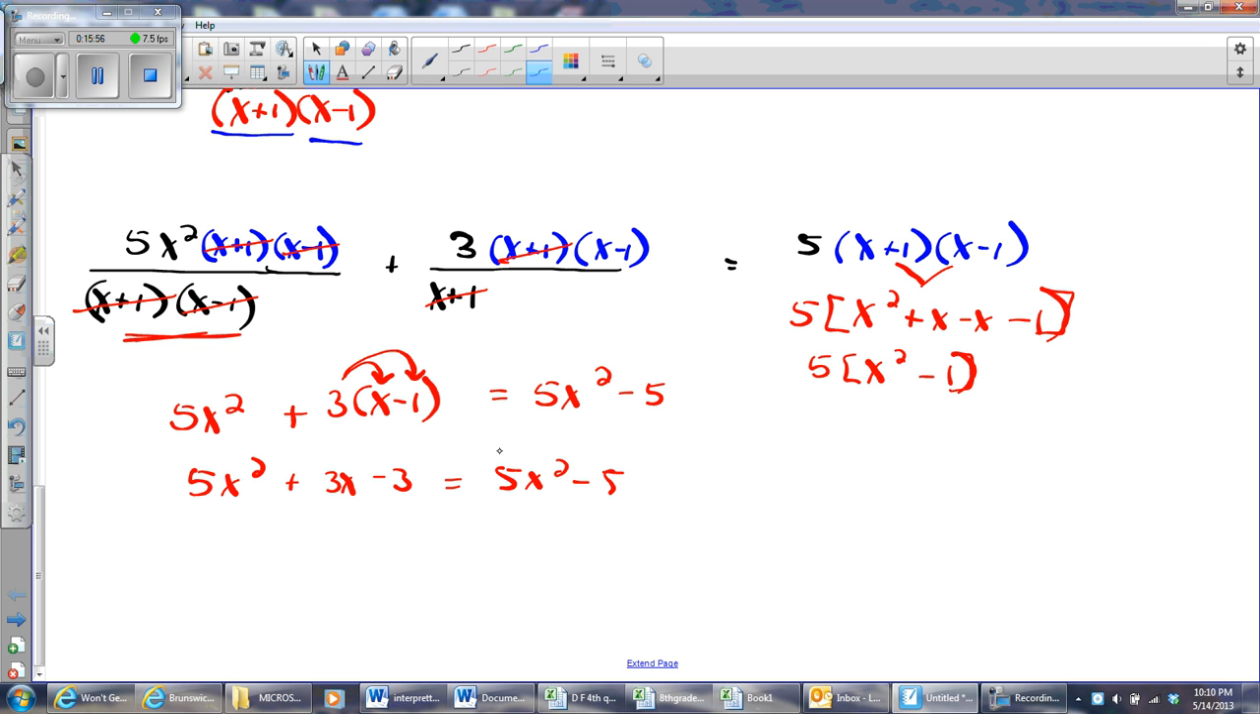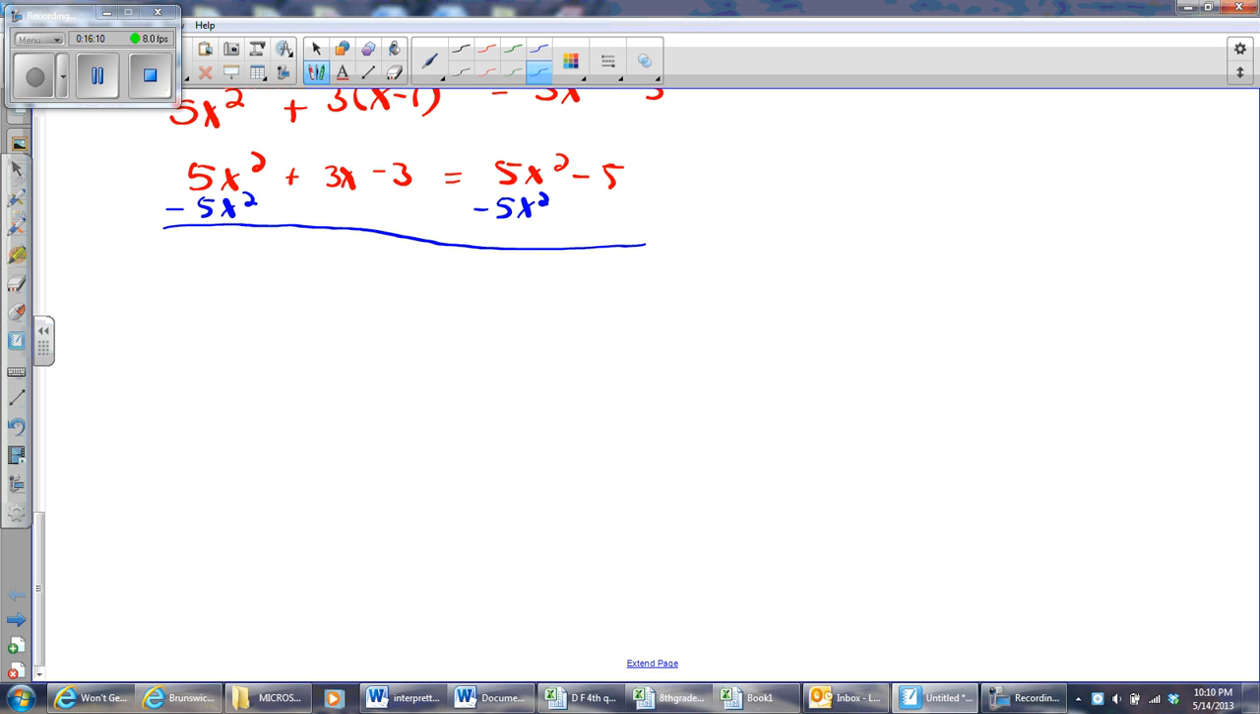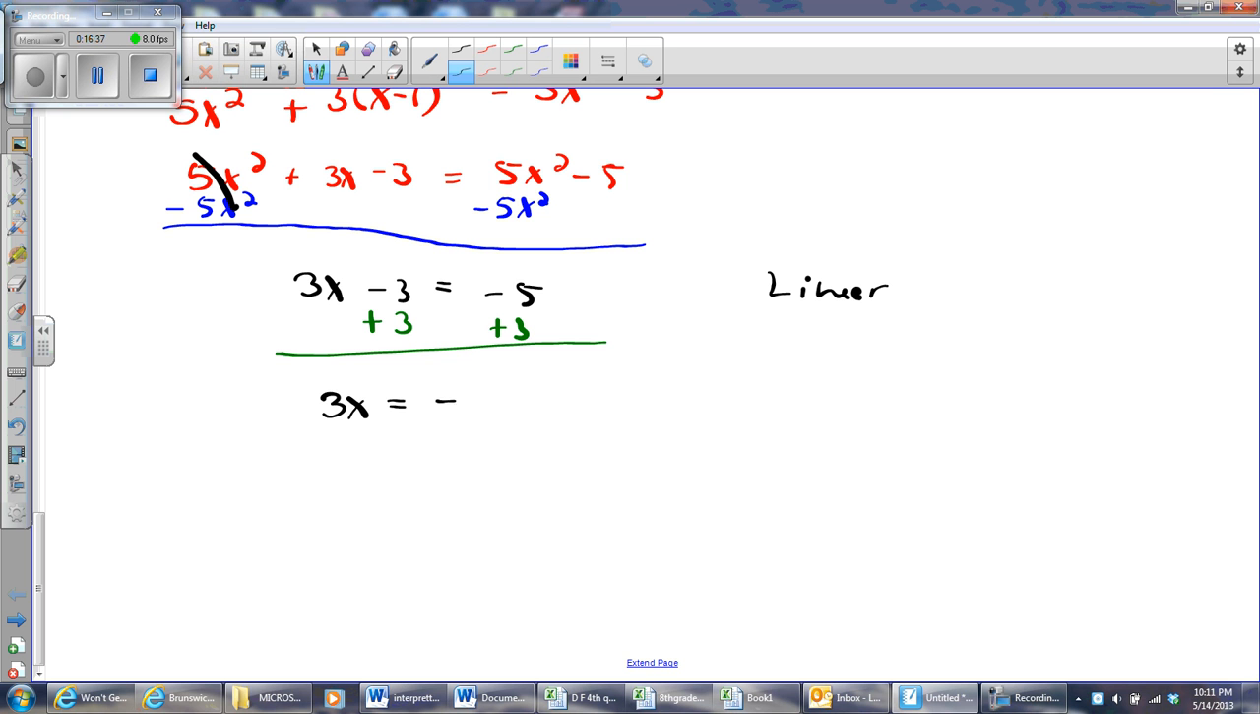Okay, it looks like a quadratic equation, so I'm going to try to get everything over to the left-hand side. First thing I'm going to do is subtract 5x squared. And I notice something peculiar happening. When I do that, those cancel. 3x minus 3 equals negative 5. Well, it's not quadratic at all. It's actually a linear equation. And since it's linear, I can just use SADMEP and solve for x. So I'm going to add 3 to both sides. And when I do that, I get 3x, which equals negative 2.